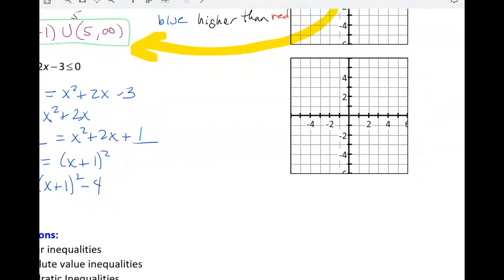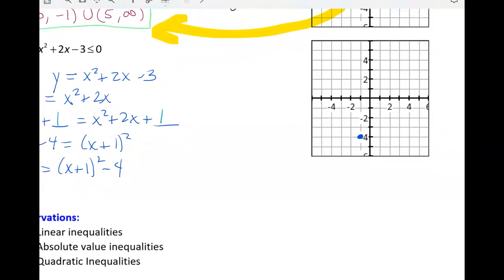So our vertex is at negative 1 comma negative 4. And this one has an a equal to 1, so this one's actually pretty easy to graph in terms of just going to the right and to the left. If you go over 1 from the vertex, you're going up 1 squared. If you go over 2 from the vertex, you're going up 2 squared. And if you go over 3 from the vertex, you're going up 3 squared, or 9, which puts us at a y value of 5. So there's a nice graph of that parabola.